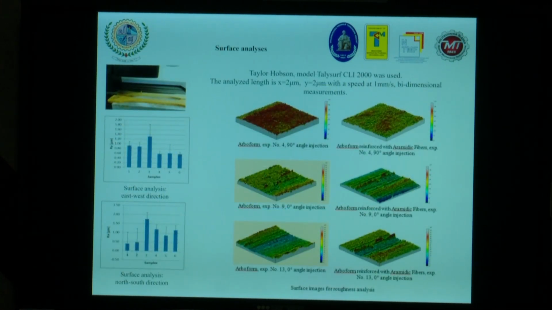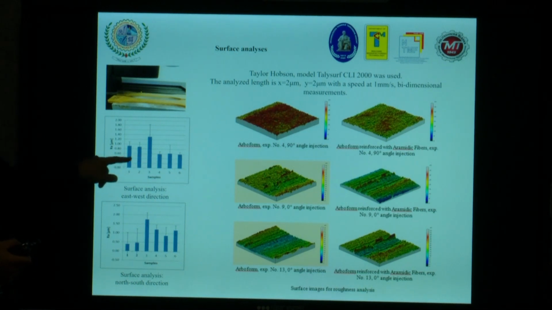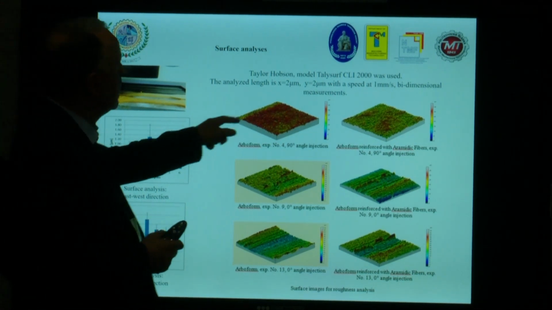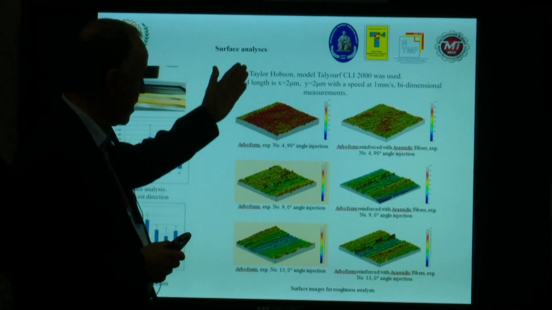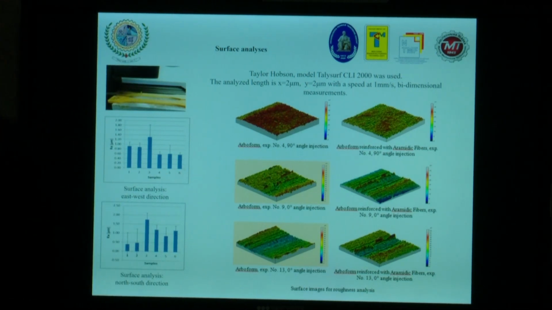Surface analysis is also important, because we are talking about the quality of the surface. You can see here the surface analysis from the east-west direction, I mean the roughness. The smallest one is around 0.6 micrometers, and for the north-south direction, you can see the smallest roughness is around 0.4 micrometers. And of course, the major influencing parameter over the roughness is the injection angle, for sure. You can see that the length analyzed on the x-axis was 2 millimeters, and the y-axis 2 micrometers, sorry. And of course the speed and some surface images for the roughness that we analyzed.